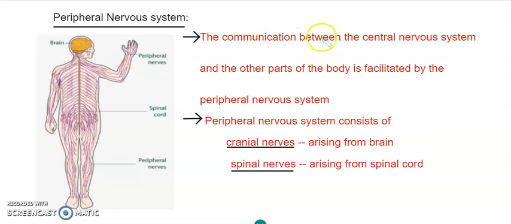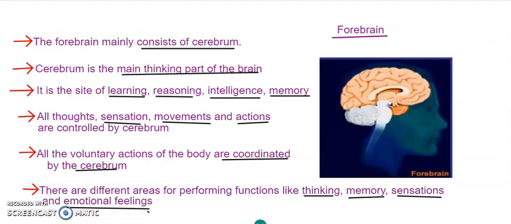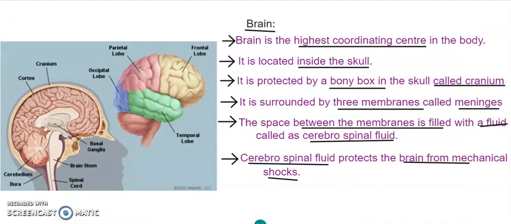It is the communication between the central nervous system and the other parts of the body. Cranial nerves are the nerves which come out of the brain or are connected to the brain, and spinal nerves are those nerves which are connected to the spinal cord. And if you remember, we have 31 nerves which come out of the spinal cord, so there are 31 spinal nerves. In this video, we just saw different parts of the brain.